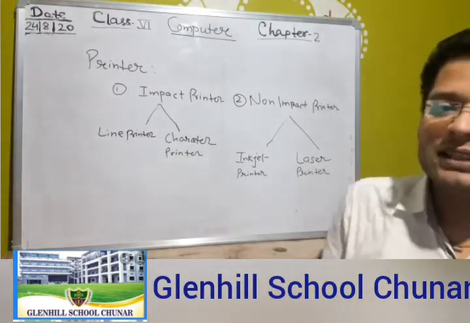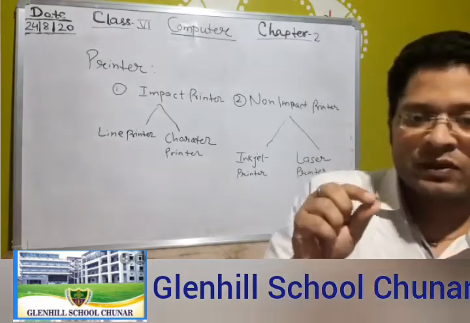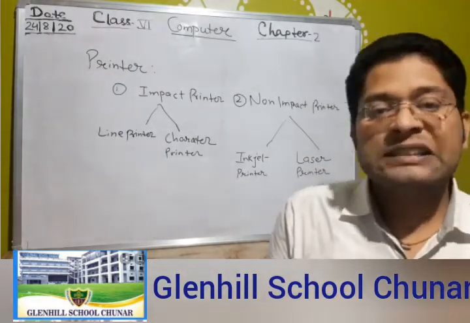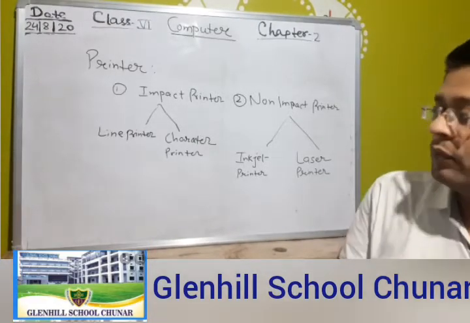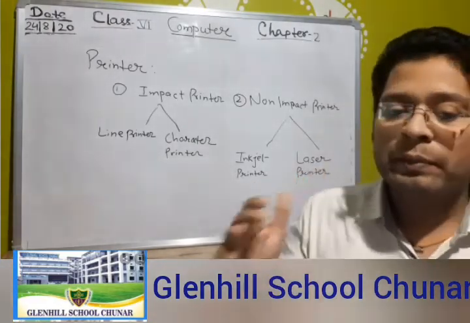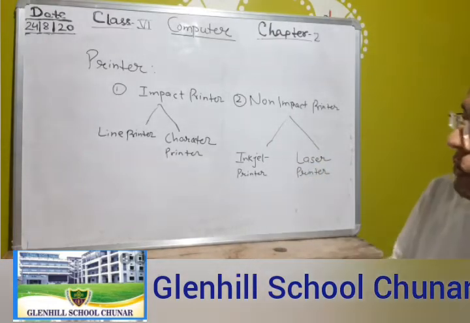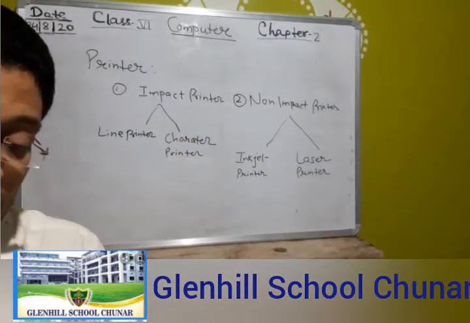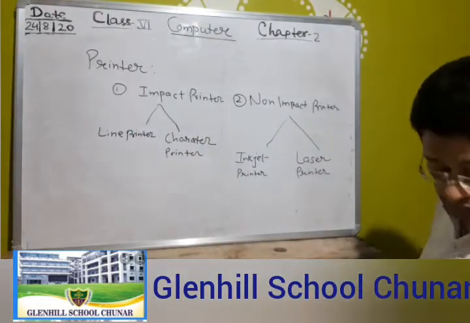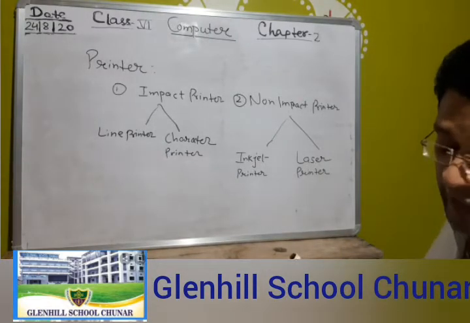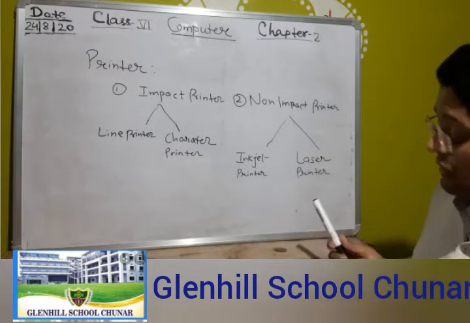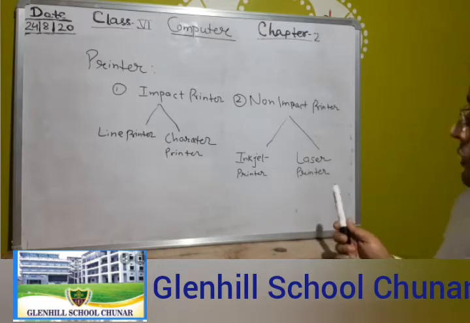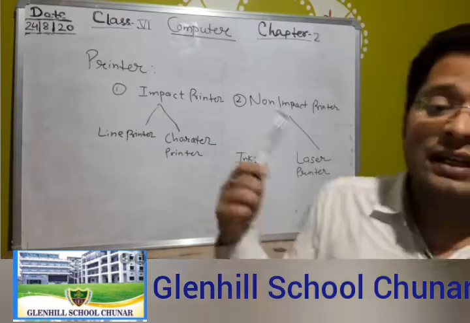Inkjet printers generate a character by shooting small droplets of ink onto paper, and different techniques are used to spray the droplets of ink onto the paper. A very fast printer is the laser printer. Laser printer gives a very fast printout compared to other printers.